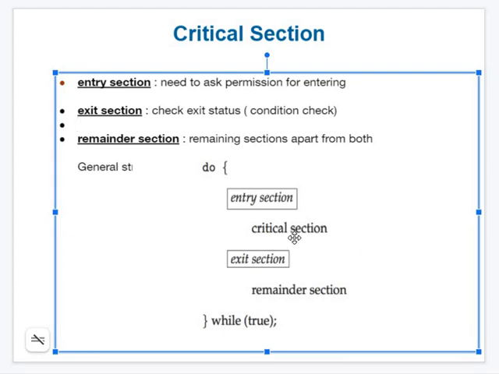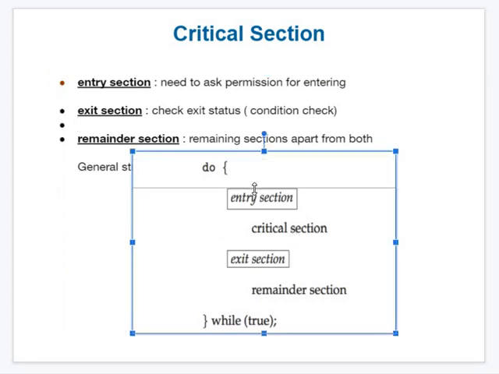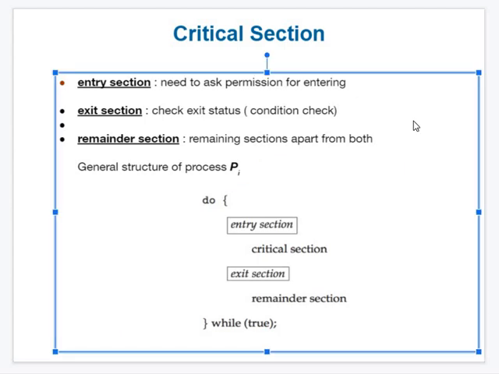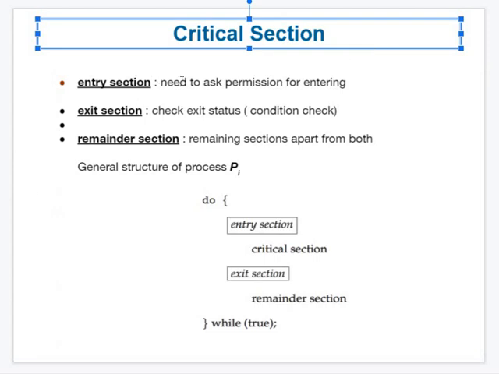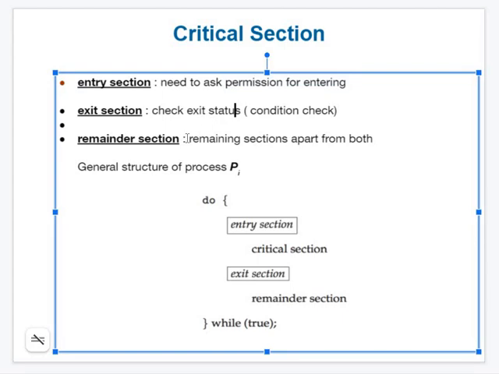Now leaving these two sections, whatever remains is called the critical section. You can think of a printf, hello, printf statement as a critical section, just as imagination. We will come to know exactly what the entry section, exit section and remainder section are in the future slides. So I repeat, entry section is where we need to ask permission. Exit section is where the program exits, sometimes with a condition check, sometimes without. Apart from entry and exit, whatever remains is called the remainder section.